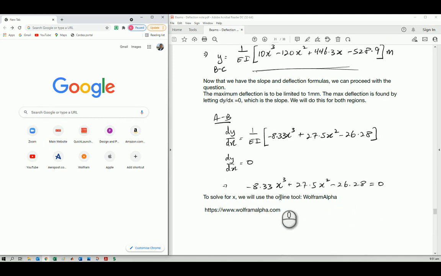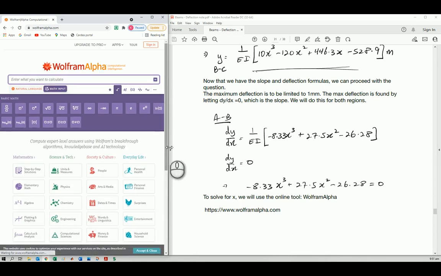Now, how do we solve for x when this expression is 0? How do we get the roots of this equation? It's a bit difficult to do that by hand. So we'll use a tool called the WolframAlpha tool, and it's available on this website. Right, so what I'll do, I'll open it up here now.